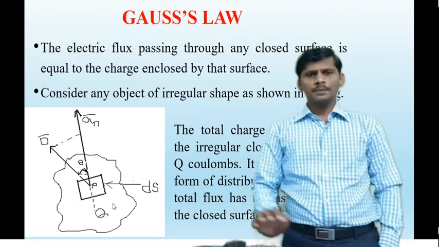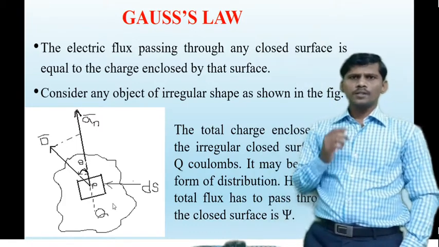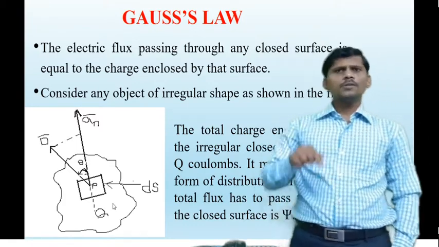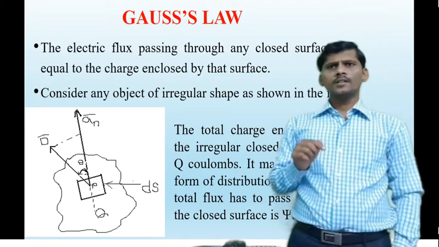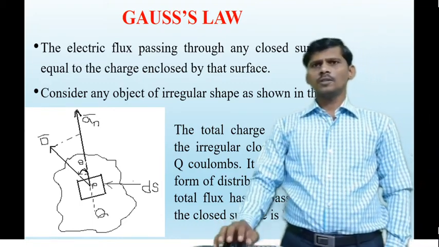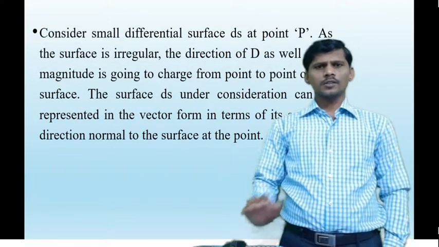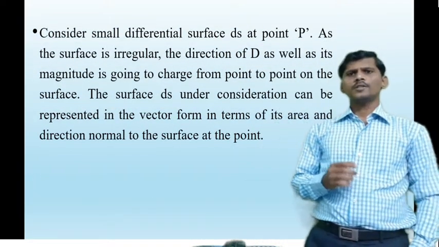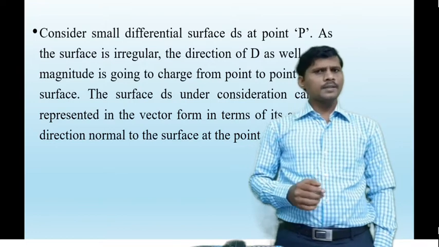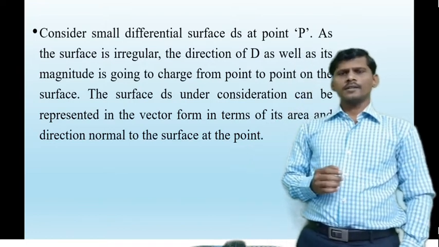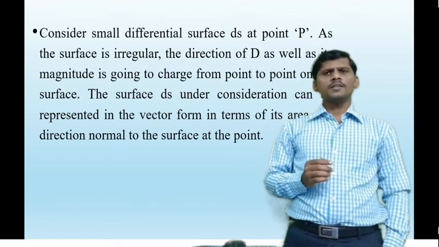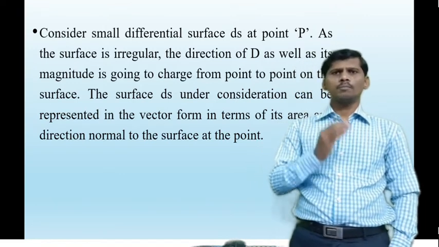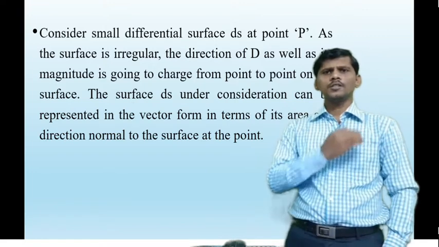At that point P, the direction of the electric flux density is normal to the surface. As the surface is irregular, the direction of the electric flux density as well as its magnitude is going to change from point to point on the surface.